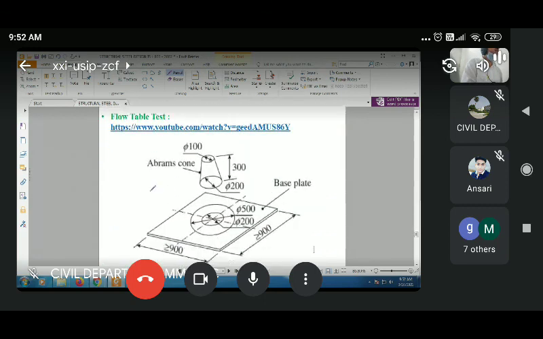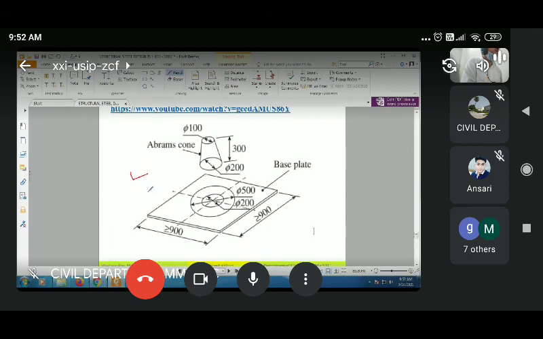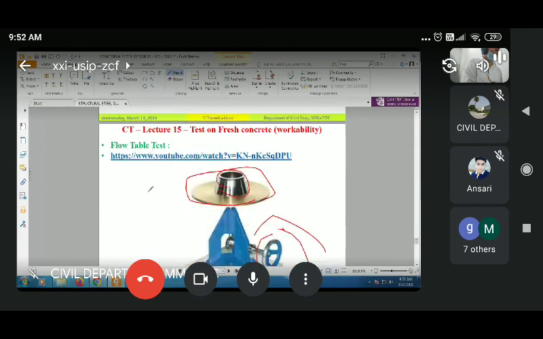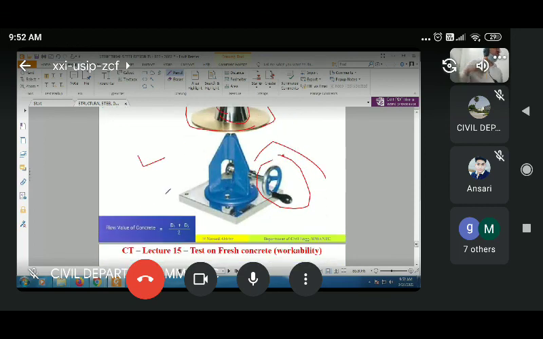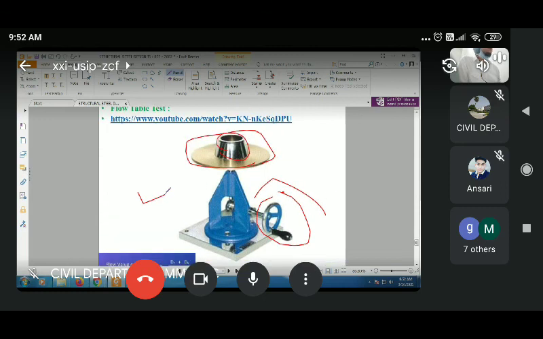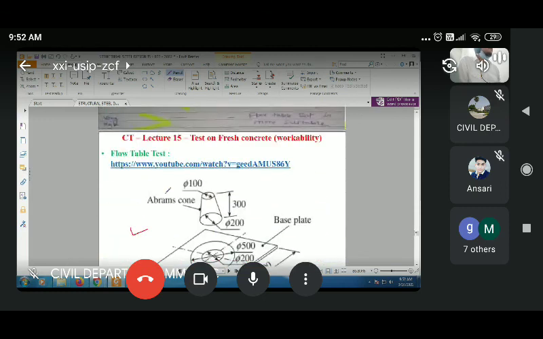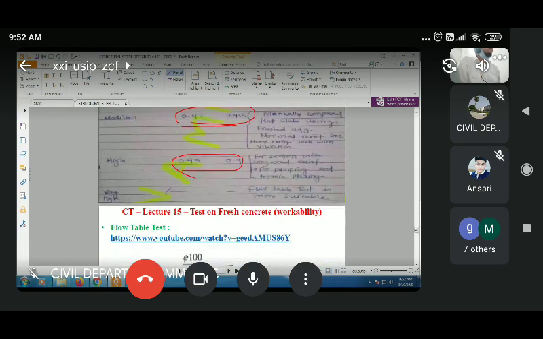And then we have seen how to perform the flow table test with this apparatus as per the Euro code. From this apparatus the flow table test is done, and the average value of the flow is measured. So these three tests on workability we have seen today, and inshallah from tomorrow we will see the other remaining tests on workability of concrete in the coming lecture, whenever it may be.